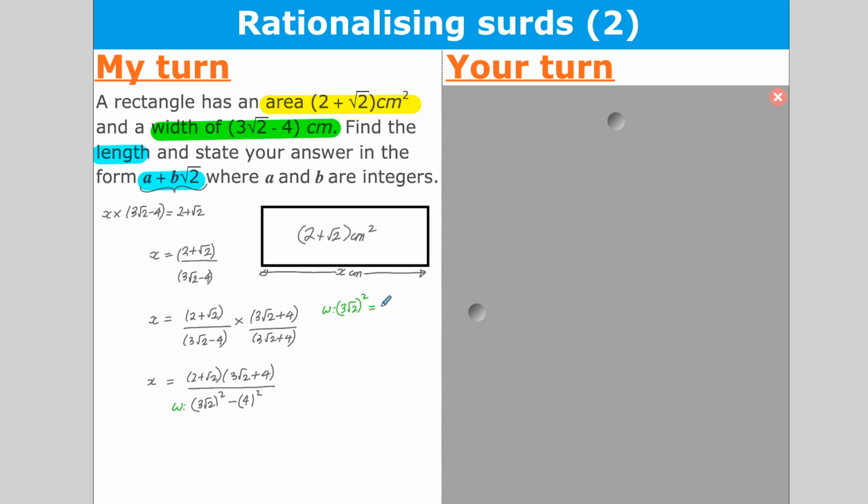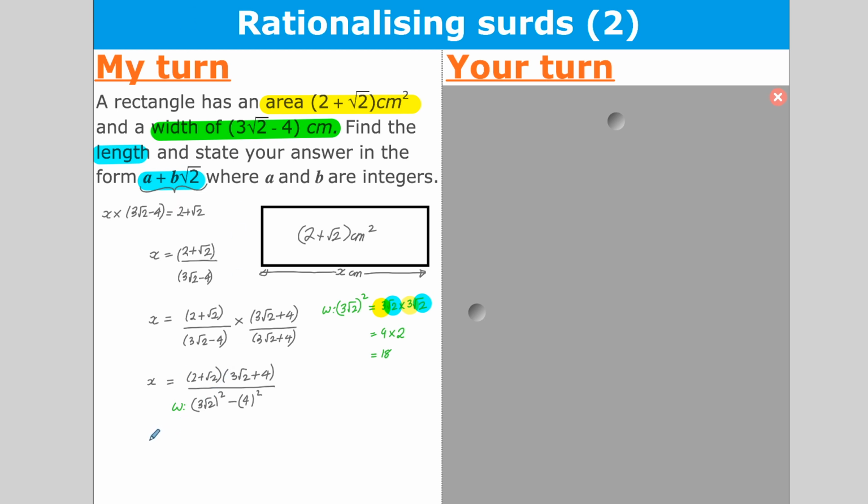3 root 2 squared means 3 root 2 multiplied by 3 root 2. And if we take a step-by-step approach, 3 multiplied by 3, well, that's equal to 9. And the root 2 multiplied by the root 2 is going to give us 2. So we've got 9 multiplied by 2 here, which is equal to 18. So we've worked that out. That's 18. So let's continue.